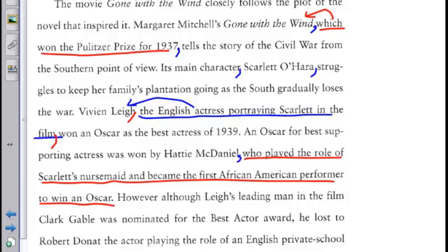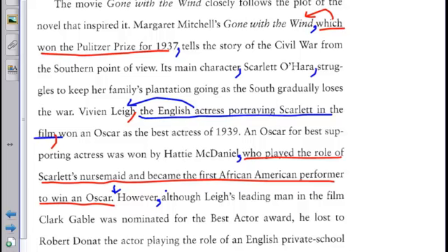However, although Lee's leading man in the film, Clark Gable, was nominated for Best Actor award. So we've got to put a comma after "however," because "however" is always set off by commas. Notice here it's at the beginning of a sentence, so there's no need for a semicolon there because we already ended that last sentence with a period.